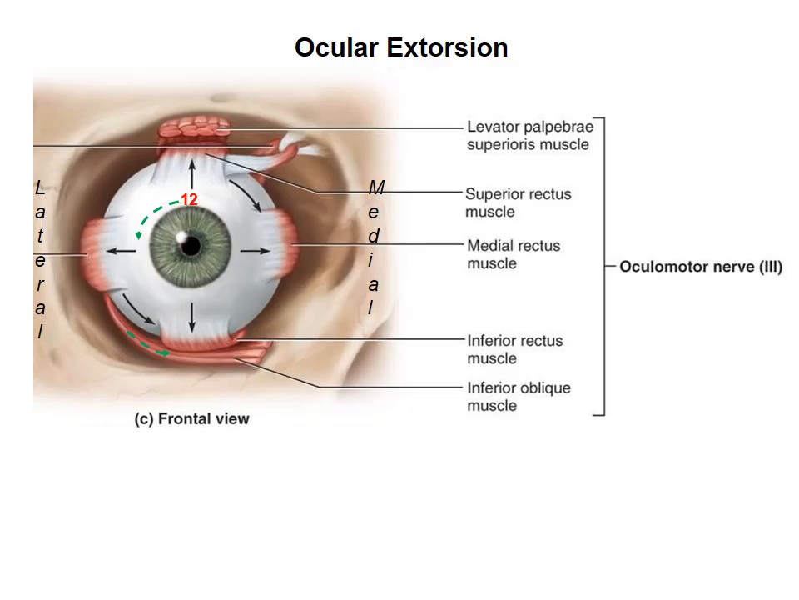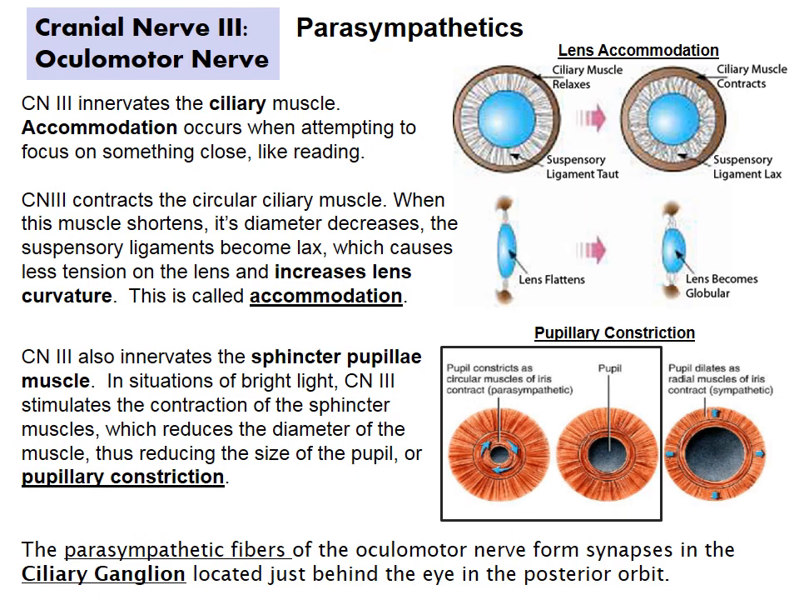So once again, that inferior oblique helps to extort the eye. Here we see the northern pole of the eye at 12, and we'll see that move over, and that's called extorsion. So if we were to look at the upper edge of the iris, it would rotate out, and that's called extorsion. So once again, the oculomotor nerve provides parasympathetic control to the intrinsic muscles of the eye, producing accommodation and pupillary constriction.